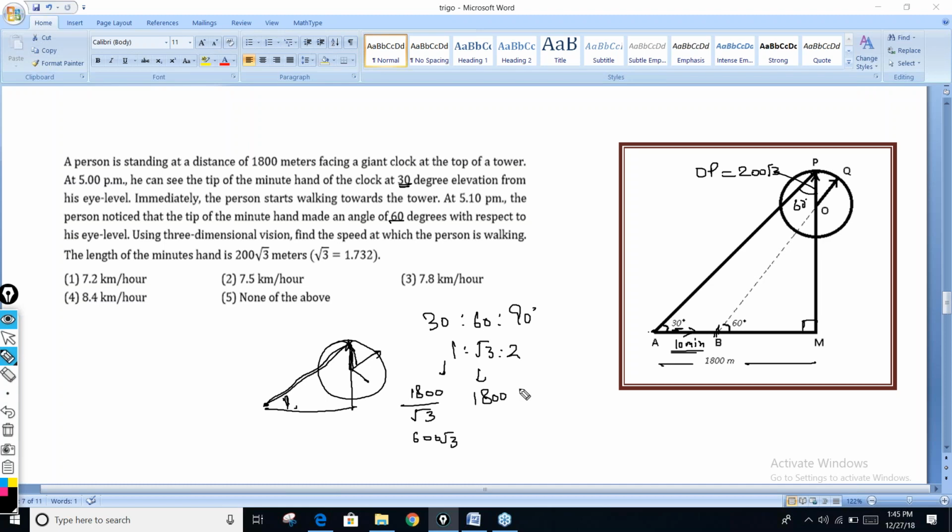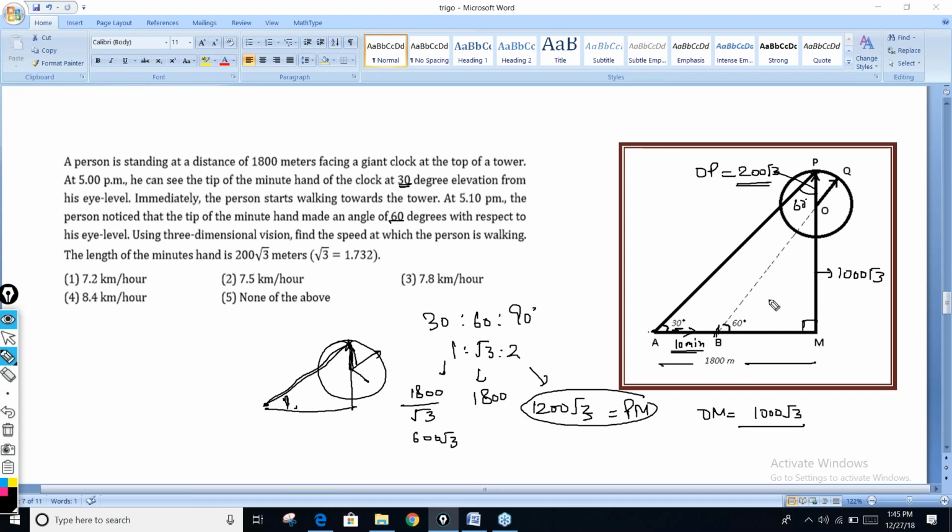If this is 600 root 3, this will be 1200 root 3. So this complete side PM is 1200 root 3. If PM is 1200 root 3 and we know that OP is 200 root 3, can you tell me what is OM? Complete is 1200 root 3. This is 200 root 3. So if you subtract 1200 root 3 minus 200 root 3, you will get the length of OM, which is 1000 root 3.